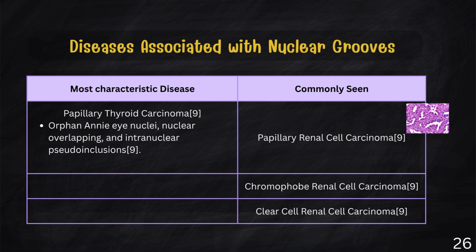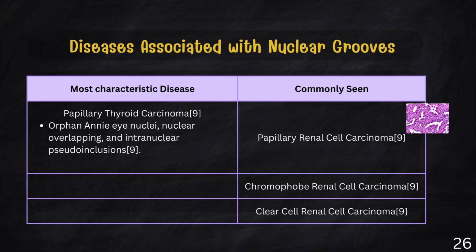However, nuclear grooves are not exclusive to PTC. They can also be seen in papillary renal cell carcinoma, chromophobe renal cell carcinoma, and clear cell renal cell carcinoma. Therefore, when a pathologist observes nuclear grooves, they do not immediately conclude that the patient has PTC. Instead, they interpret this finding together with the patient's clinical information and the overall microscopic appearance before making a final diagnosis. Compare with clear cell RCC.